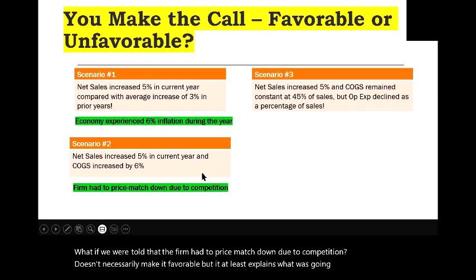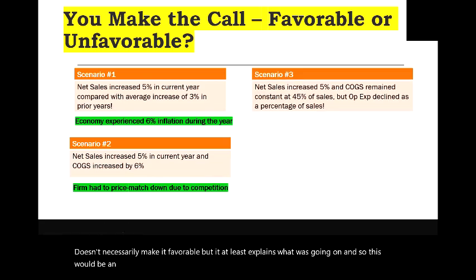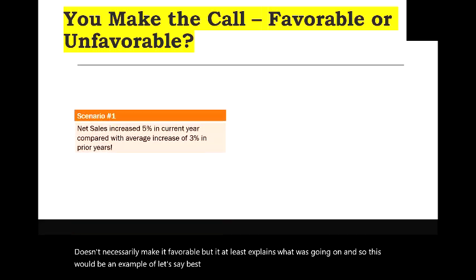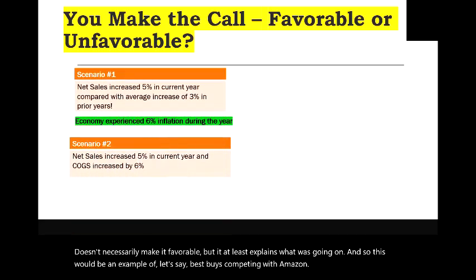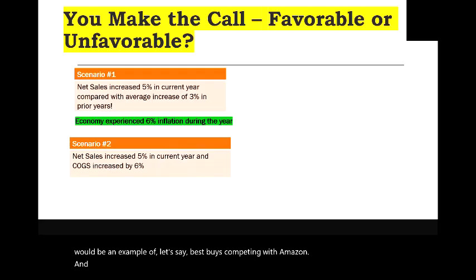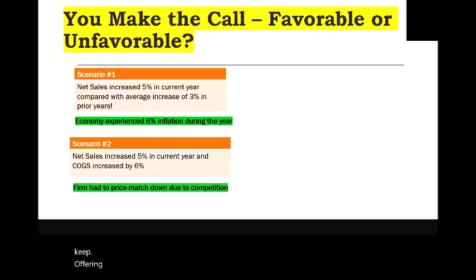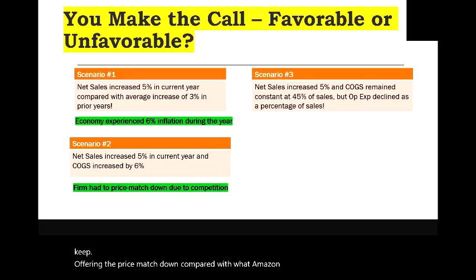And so this would be an example of, let's say, Best Buy competing with Amazon. And so their sales increased by 5%, but their cost of goods sold went up because they had to keep offering the price match down compared with what Amazon was offering.